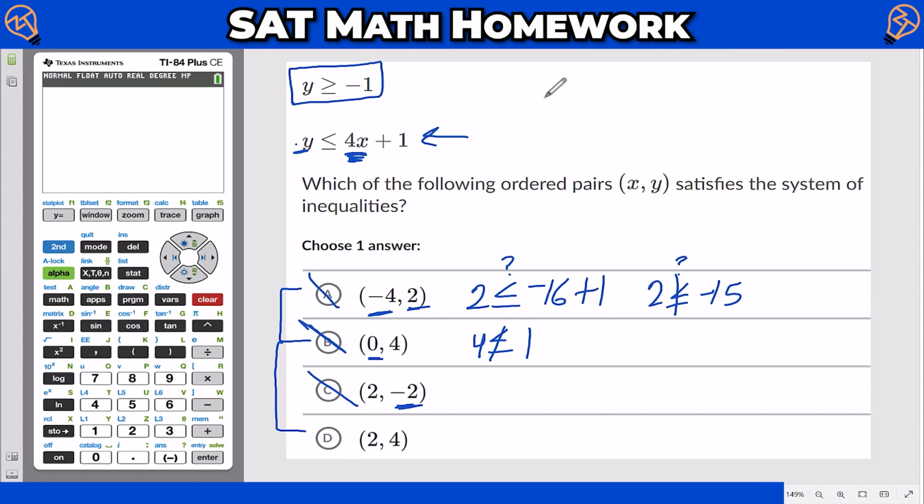If we did make a mistake, we would definitely want to flag this question, move on, so we don't spend too much time on any one question, right? Because each one's worth the same.